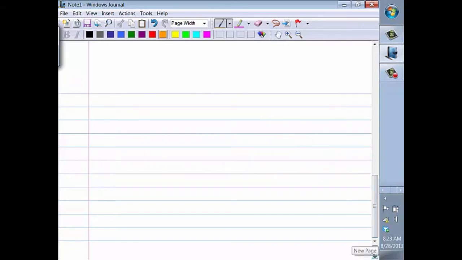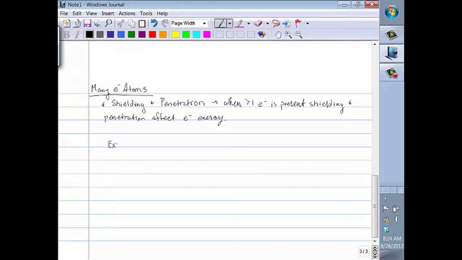All right, so let's now move on to many electron atoms and talk about periodic trends and electron configurations. Okay, so the first thing we're going to talk about is shielding and penetration. And this happens only in atoms that have more than 1 electron. Atoms or ions that have more than 1 electron. You have something called shielding, and you have another thing called penetration. So when more than 1 electron is present, shielding and penetration affect the energy levels of other electrons around them. And I'm going to use helium as an example.